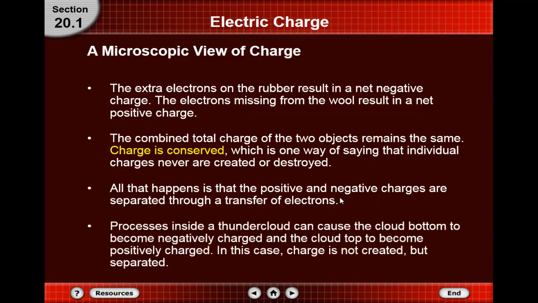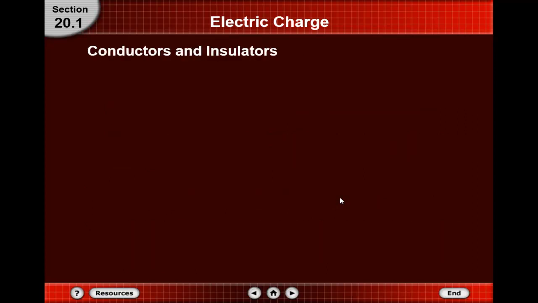A process inside a thundercloud can cause the cloud bottom to become negatively charged and the cloud top to become positively charged. In this case, charge is not created but separated. Like the thundercloud, the charge is separated: the cloud bottom becomes negative and the cloud top becomes positive. So positive at the top, negative at the bottom.